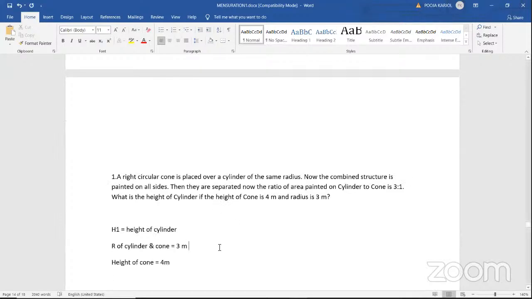So see here, the combined structure of a right circular cone on top of the cylinder is painted. Then they have said that the ratio of the area painted for cylinder to cone is 3:1. What is the height of the cylinder if the height of the cone is 4 meters and radius is 3 meters? When the cone is placed on top of the cylinder, the area painted just for the cylinder would be the LSA of it and the bottom of it, correct? Because the top part is combined with the cone, so it cannot be painted.